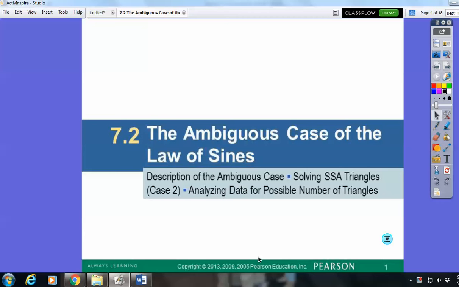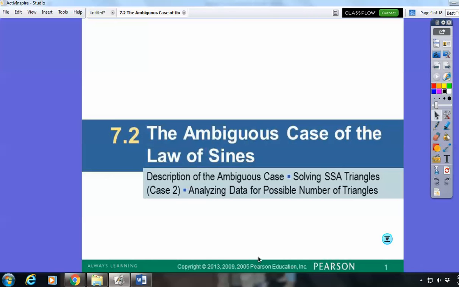Now, the problems we were doing yesterday, on all of those, I gave you two angles and one side. Did you guys notice that? Yep. And you always found your third angle just by subtracting from 180. But if I gave you two sides and one angle, you wouldn't be able to find your missing angle just from subtracting from 180. So we have to keep looking at this law of sines.